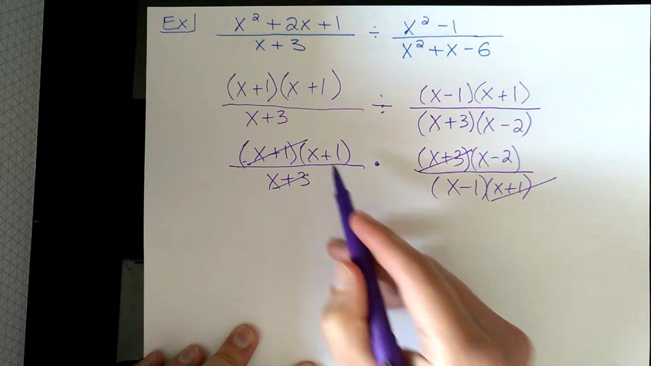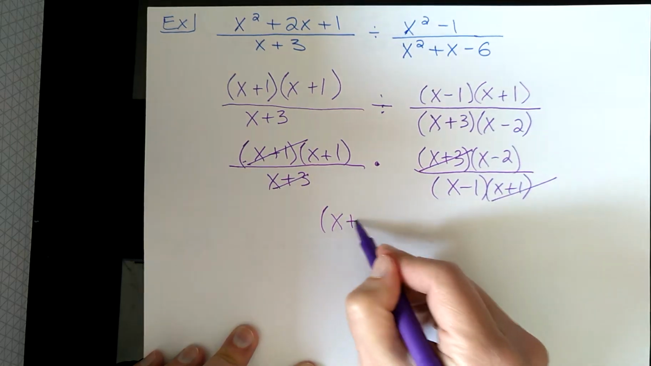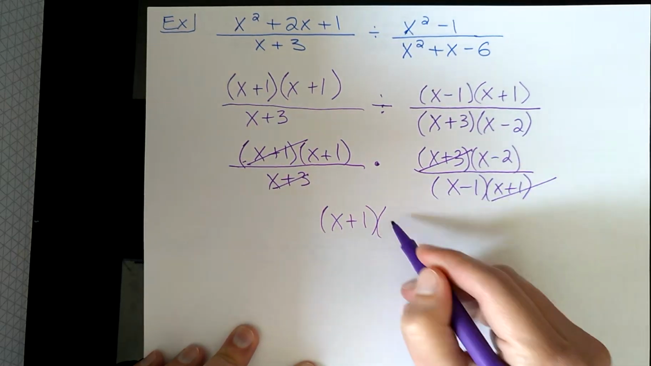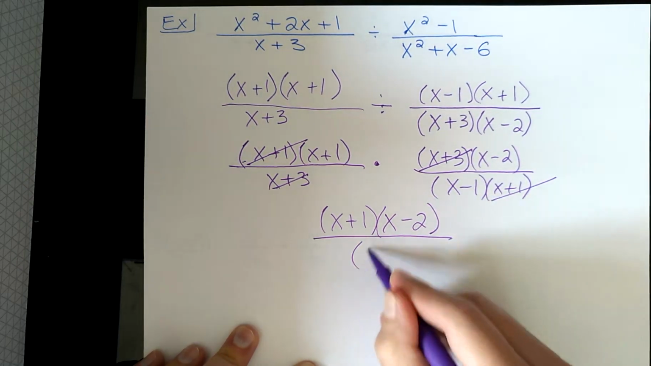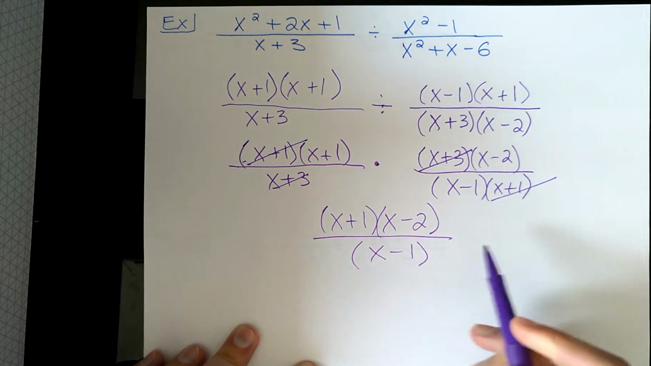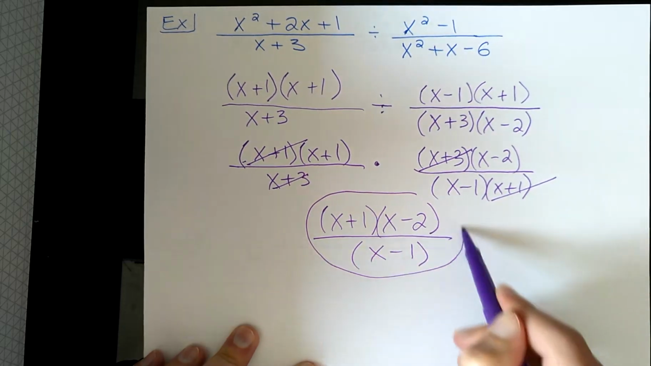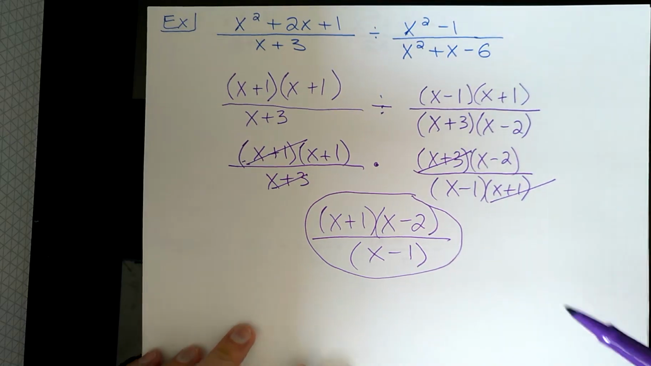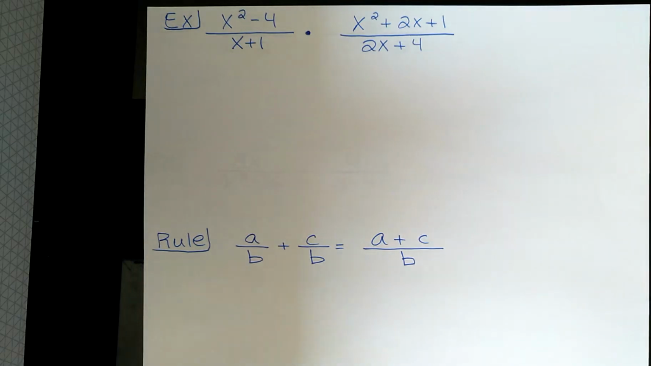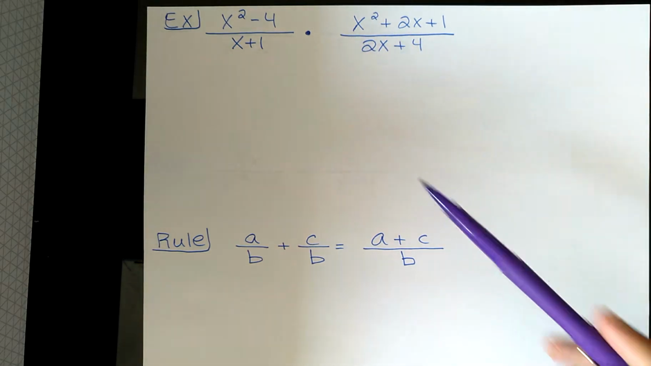So this all leaves us with x plus 1 times x minus 2 all over x minus 1. And that is the simplified form of this original problem. At this point, I'd like you to take a moment, pause the video, and see if you can solve this top problem.